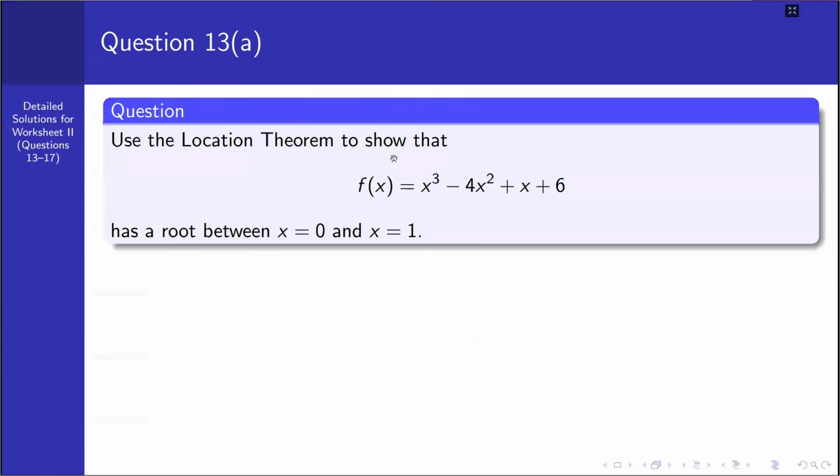The first question will be this. It says: use the location theorem to show that f of x equal to x cubed minus 4x squared plus x plus 6 has a root between x equal to 0 and x equal to 1.